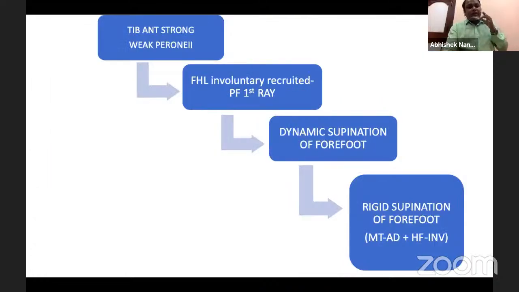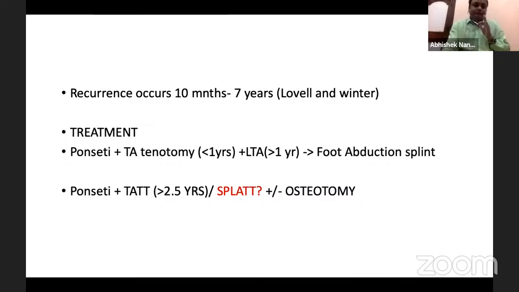So if tibialis anterior is strong and peroneals are weak, there will be compensatory FHL involvement, as I told before, which may cause a plantar flexion of the first ray. Overactive tibialis anterior and weak peroneals can directly cause a dynamic supination deformity. Persistence of this dynamic supination over a period of time can cause a rigid supination of the forefoot, which is a static deformity. It will have a metatarsal adduction, and in the hindfoot it will have an inversion.